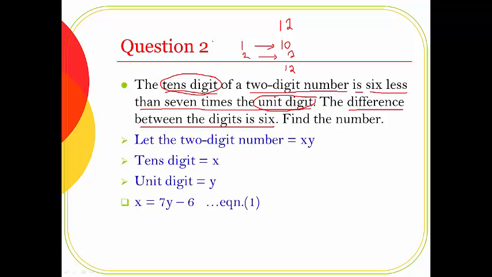So the first sentence here, tens digit is 6 less than 7 times the unit digit. So that is 7y minus 6. X is 7y minus 6. That becomes your equation 1. Then the next one, the difference between the digits is 6. So x minus y is 6. That becomes your equation 2. You see that? This is something that you just have to do gradually and you will get it correct.